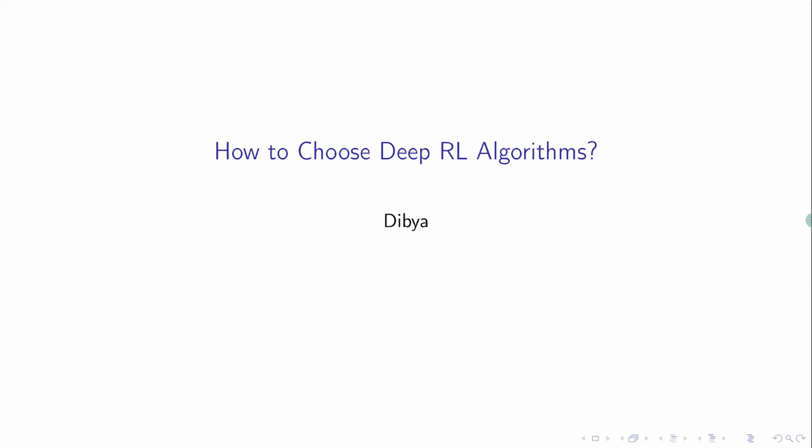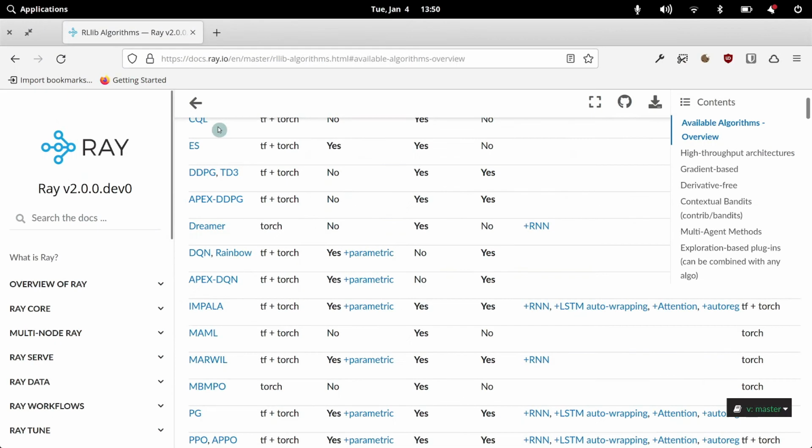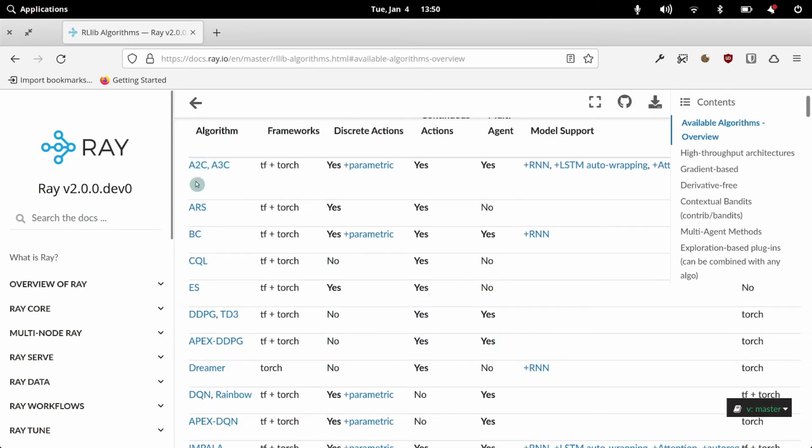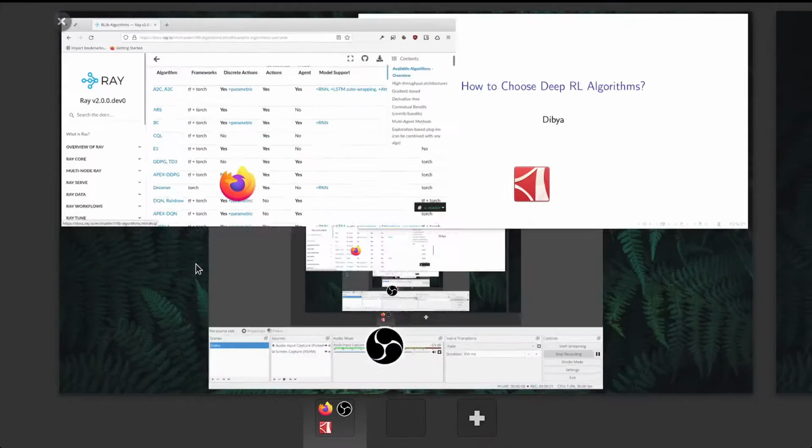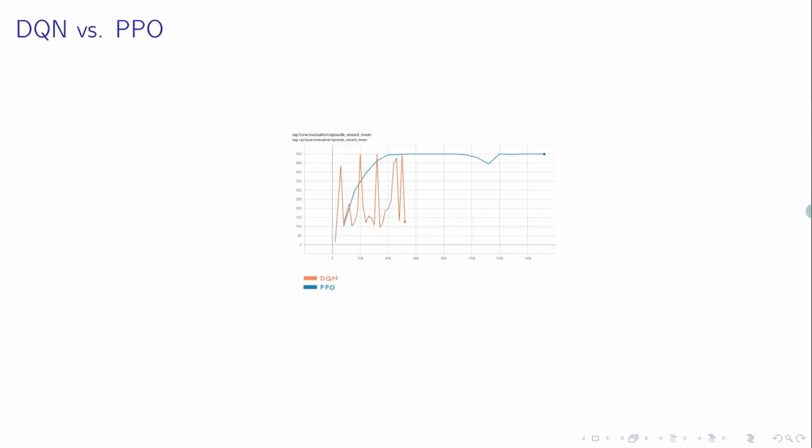ray-rllib has implementations of many reinforcement learning algorithms. The full list is available in this page, which we have seen before. Now, these algorithms have different learning behavior. For example, here are the evaluation graphs of DQN and PPO for the CartPole-v1 problem. Orange is DQN and blue is PPO. It's quite clear from the graph that the learning behavior of these algorithms is different.